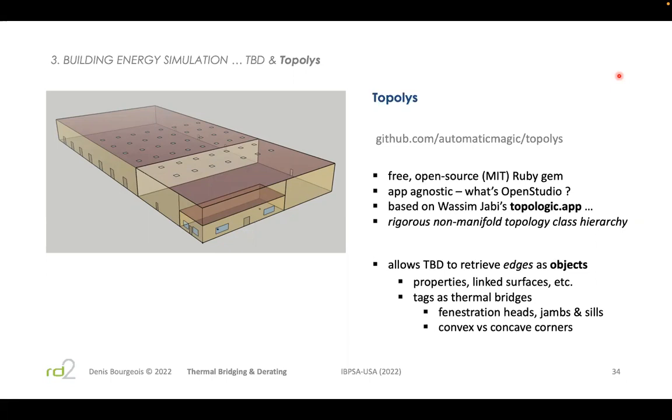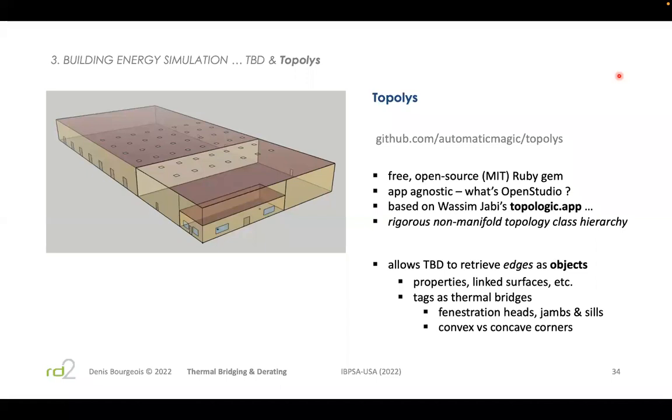So this gave rise to the Topolis library. You can visit that GitHub website to have some documentation. It's also free, open source, MIT licensed. It is app agnostic. It has no idea what OpenStudio or Energy Plus or any other software package is. It has no idea what a thermal bridge is. It has no idea about costing. All it knows is geometry, and it knows something about the relationships between various edges and surfaces. It is a complete topologically consistent model, fully inspired by Wassim Jabi's topologic work. So this is called a rigorous non-manifold topology class hierarchy.